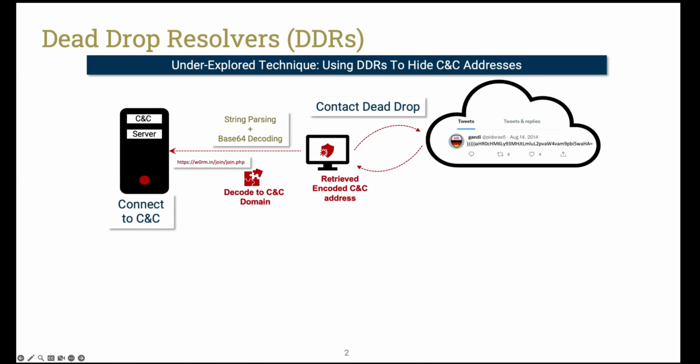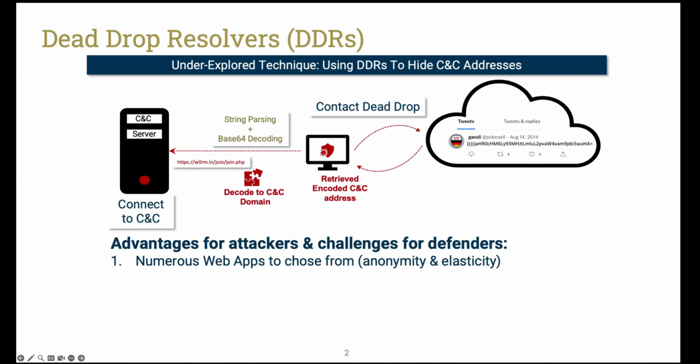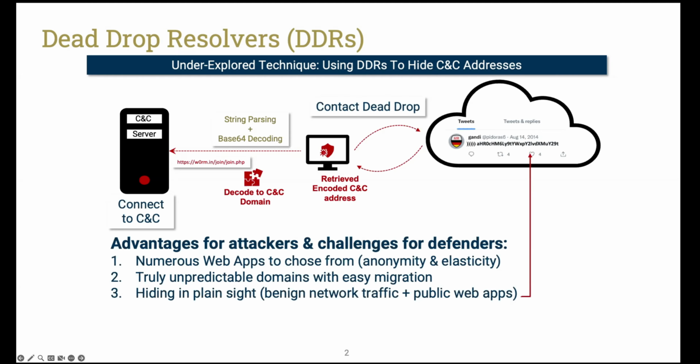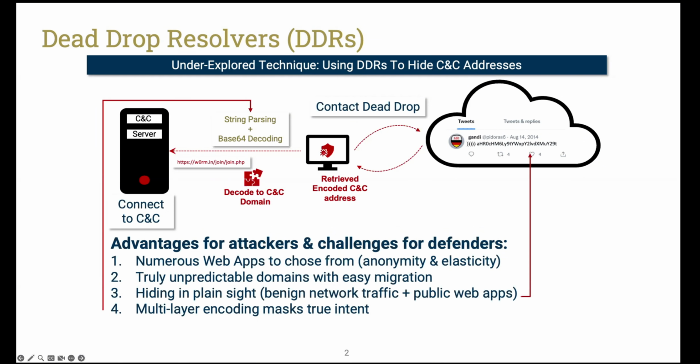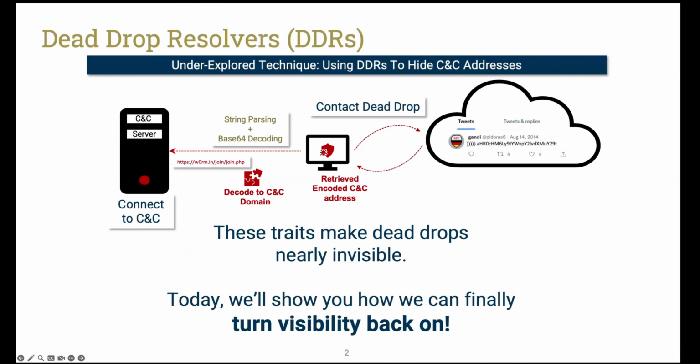There are several advantages to this approach, like the numerous web apps that are freely available to use, providing anonymity and elasticity. DDRs also allow for unlimited CNC server endpoints that are truly unpredictable and easily migrated. Furthermore, the network traffic generated by web app access seems benign and it's not easily distinguishable. Lastly, CNC orchestrators generally use multi-encoding to masquerade the true intent and prompt intensive analysis by investigators to decipher posted messages. These traits make dead drops nearly invisible, but today we'll show you how you can finally turn visibility back on.